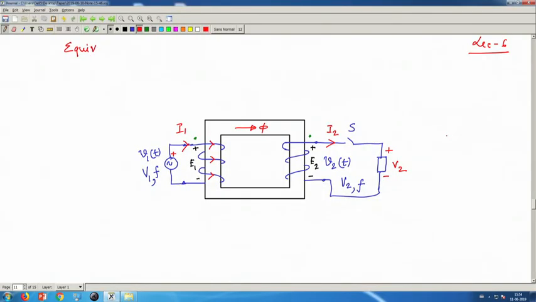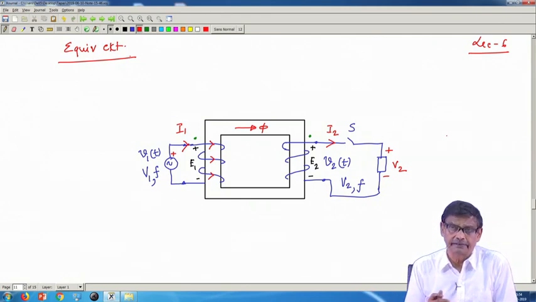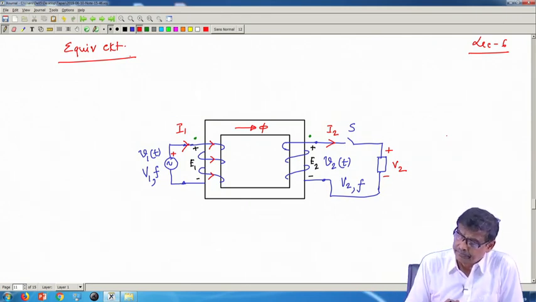Welcome to the sixth lecture, and we are discussing the equivalent circuit of transformers. An equivalent circuit is a simple model of this whole complicated thing. You live on one side and get the results. We discussed that.